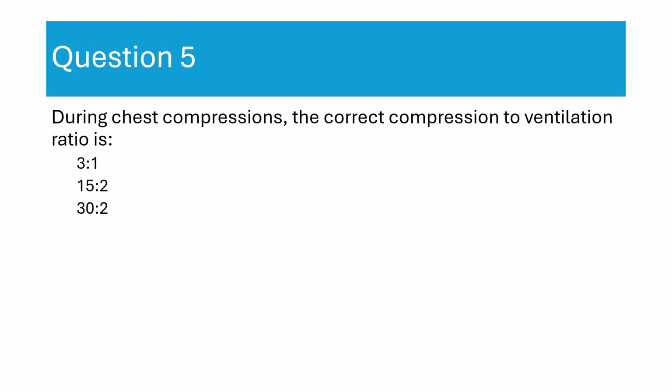During chest compressions, the correct compression to ventilation ratio is: 3:1, 15:2, or 30:2. The correct choice is 3:1. This question is testing your knowledge of proper chest compression technique for neonates. The compression to ventilation ratio in neonatal resuscitation is 3:1, delivering 90 compressions and 30 breaths per minute.